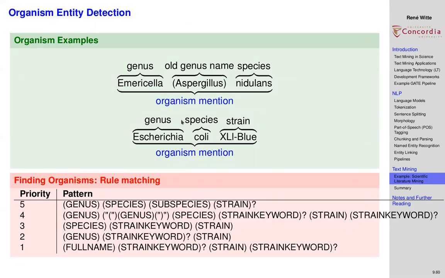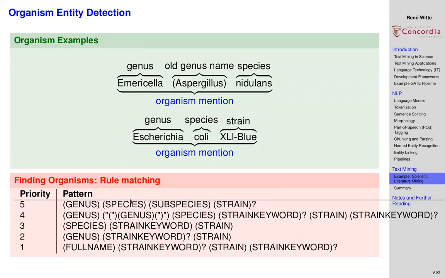So as just one example, how do you find an organism expression? So again, these can come in different forms. The typical pattern for an organism is a genus, followed by a species, optionally followed by a strain, like here, Escherichia coli of strain XL1 blue. Sometimes you see an old species, an old genus name like Aspergillus added in brackets here. So this is pretty much standardized, how you describe an organism in a text.